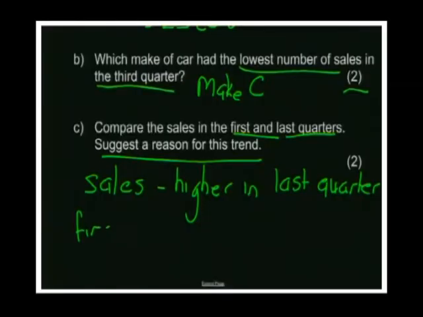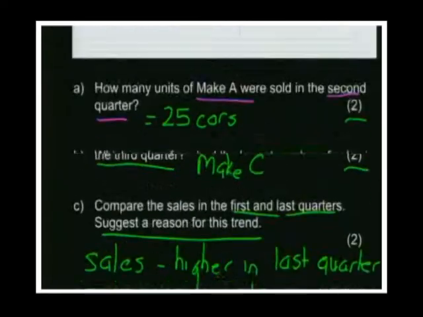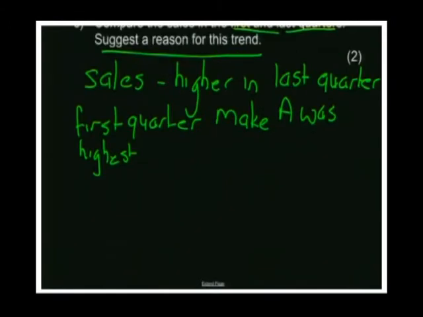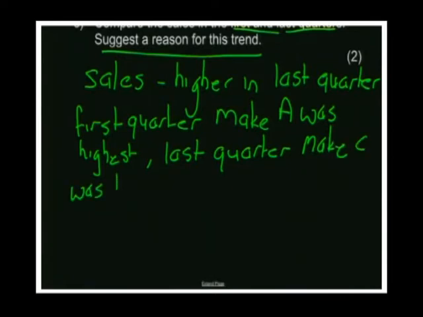and then I'm going to go on to say, well, in the first quarter, make, and which one was it? I'll go back and remember. Make A was the highest. And in the last quarter, make C was the highest. Right, so that explains my compare the sales in the first and the last quarter. I've answered that part of the question.